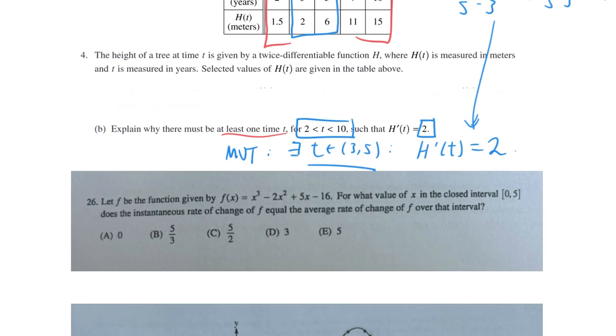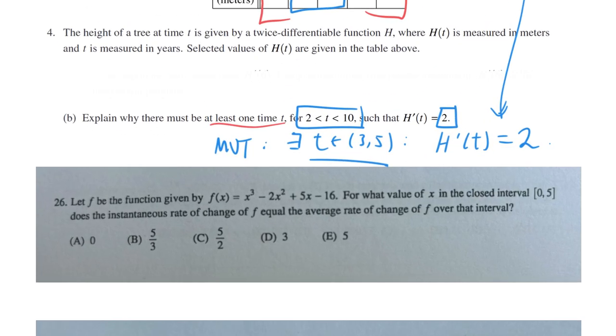Okay, now we're going to move on to some MCQs. For what value of x does the rate of change of f equal the rate of change over that interval? So this is sort of like verifying the MVT. It's not exactly using it. It's sort of taking it for granted and asking you what x that would be.